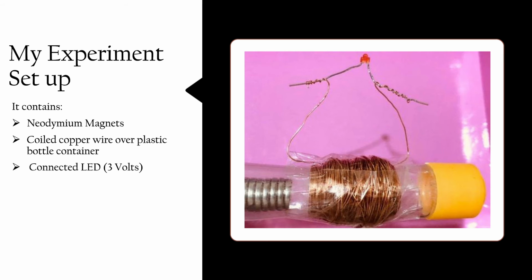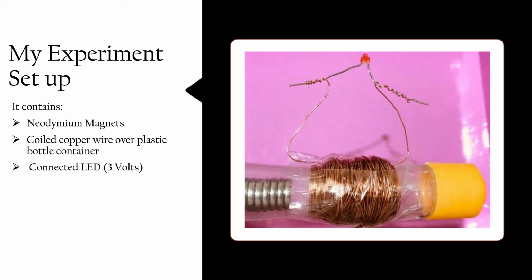Now I did the experiment as well. This is how my experiment looks. This is the only picture which is by me. It contains neodymium magnets, coiled copper wire over a plastic bottle container, and a connected LED, which is 3 volts. Now these neodymium magnets were meant to be shaken in this container. So when they shake, the magnetic field changes near this coil of wire, and so electricity flows, and thus this LED will light up.